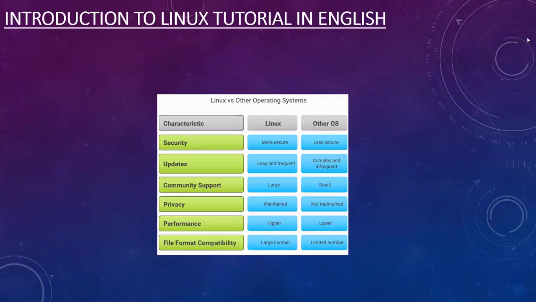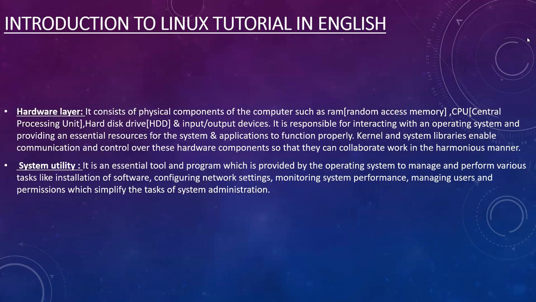Security: Linux is more secure, others less secure. Updates: easy and frequent in Linux, complex and infrequent in other operating systems. Community support: large in Linux, small in other operating systems. Privacy: maintained in Linux, not maintained in others. Performance is higher in Linux, lower in other operating systems. File format compatibility: a large number in Linux, limited in other operating systems. So this is the comparison of Linux and other operating systems.